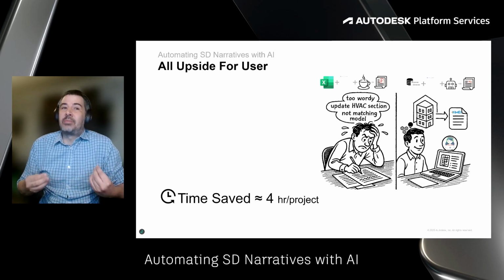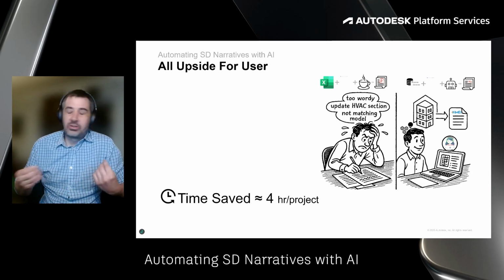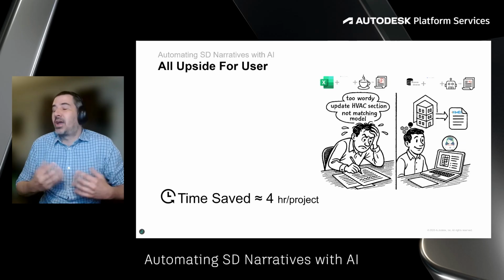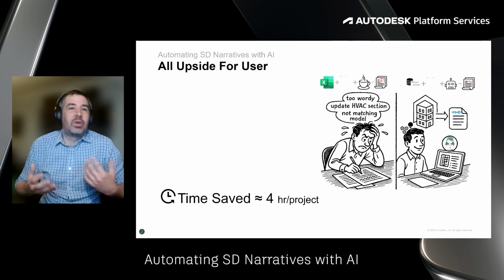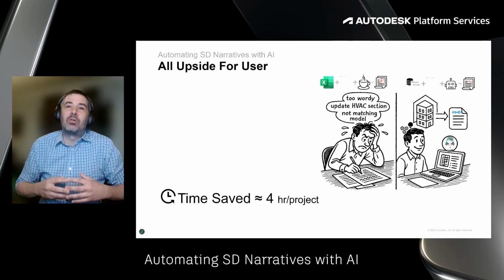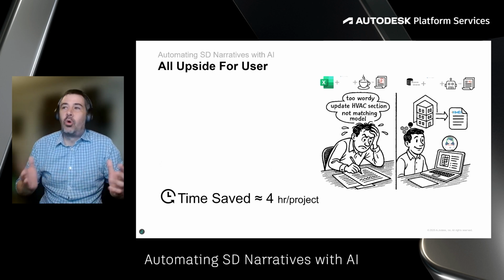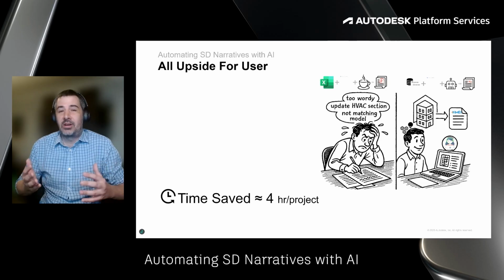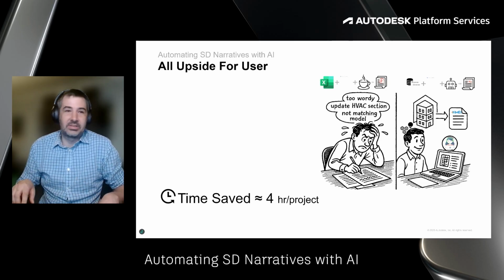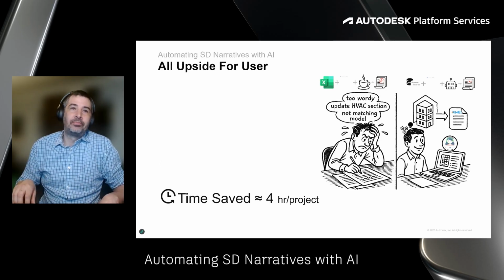Then of course there's the time savings. We went around and asked a whole bunch of engineers how many hours they think it would save them, and we got an average of about 4 hours per project. Depending on the project complexity, there's also a whole bunch of different types of narratives, some more complex like the system comparison ones, but overall, we're going to say 4 hours per project.